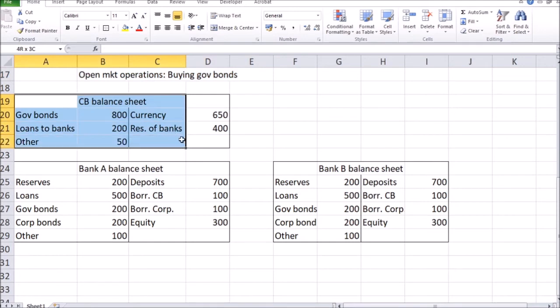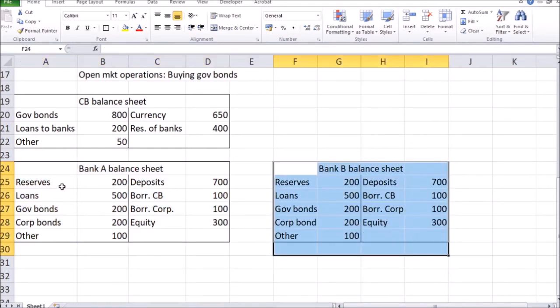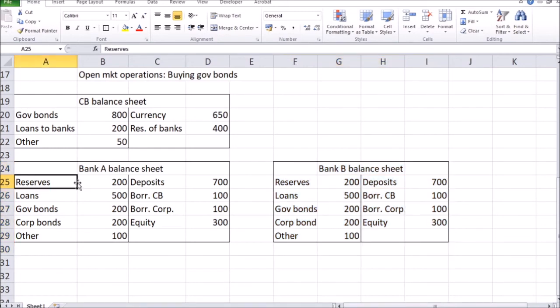So let's start with this balance sheet for the central bank, where it has government bonds and some loans to the commercial banks. There are some other assets as well, currency in circulation, reserves of commercial banks with the central bank. And we have a couple of commercial banks, Bank A and Bank B. The commercial bank balance sheets are identical in this example. Commercial banks have reserves that they keep with the central bank, 200 of reserves for commercial bank A and 200 of reserves of commercial bank B. That's a total of 400 in reserves.